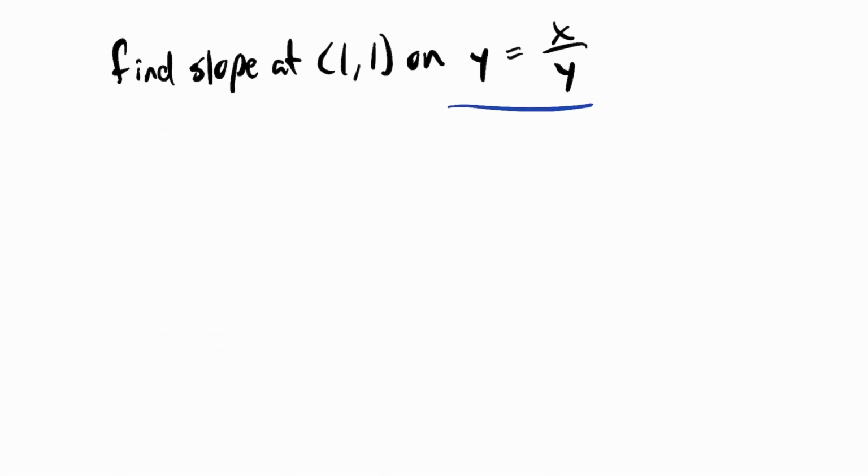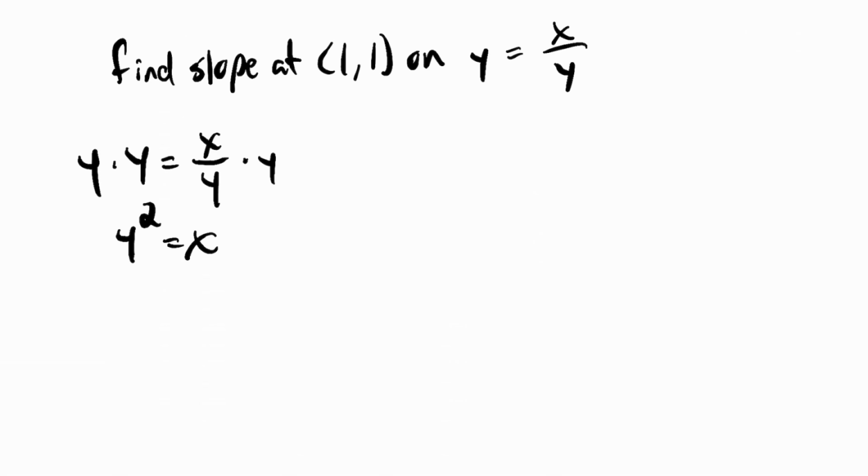And you can ask, what does that look like? Well, you can throw that into a graphing calculator like Desmos.com. Another option is to just multiply. If I multiply by y on both sides, you get y squared equals x. Looks like a 4. It's just a bad y. So y squared equals x.